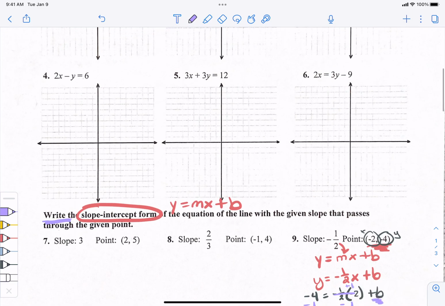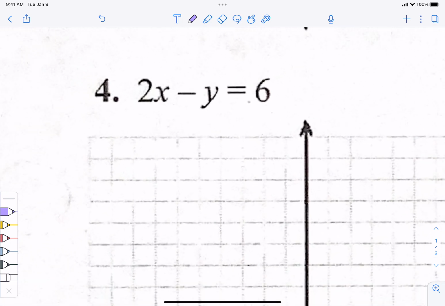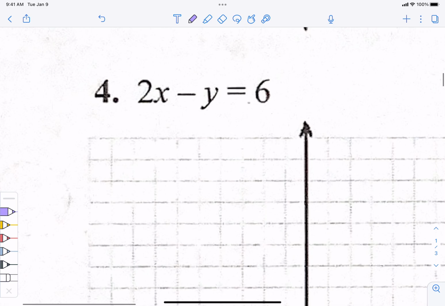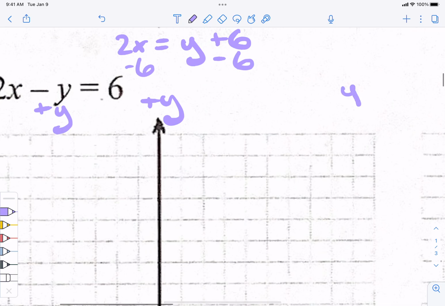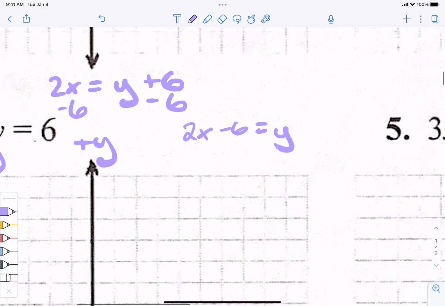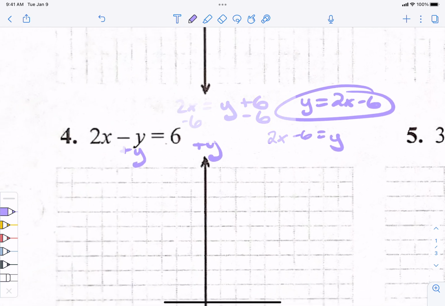Can you just solve it? What do you do when it's a negative y? Good question. You can move this 2x to the other side, but this 6, they were adding the y over, right? So they have 2x equals y plus 6, and then they would subtract the 6. So what would that look like? y equals 2x minus 6, or you can flip-flop it and write y equals 2x minus 6 if you like to write it like that. So they added the y over and subtracted the 6. That's what 4 looks like.